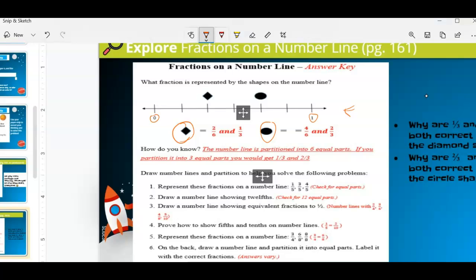And we're going to take a look. You'll see that this is one part. This is the second. This is the first part right here. You don't count the beginning. You don't count where the 0 is, because that's the starting point. So you've got 1, 2, 3, 4, 5, and 6. So it has been divided into 6 equal parts.